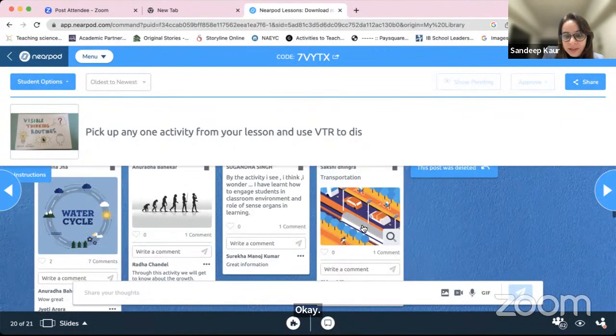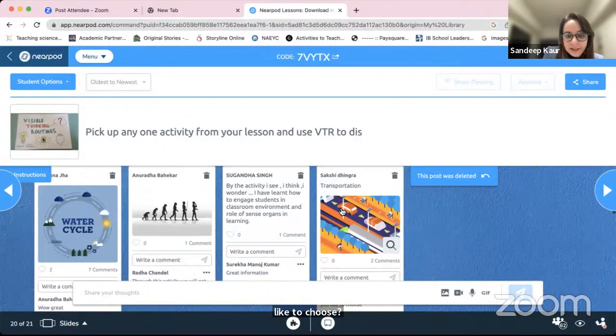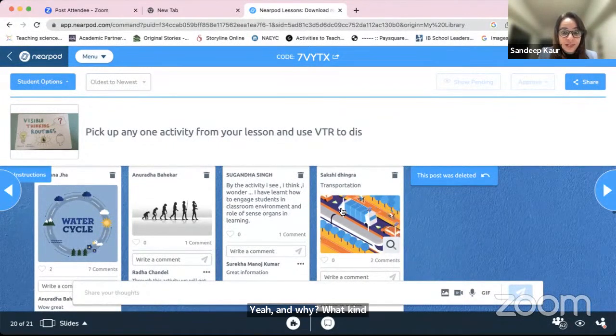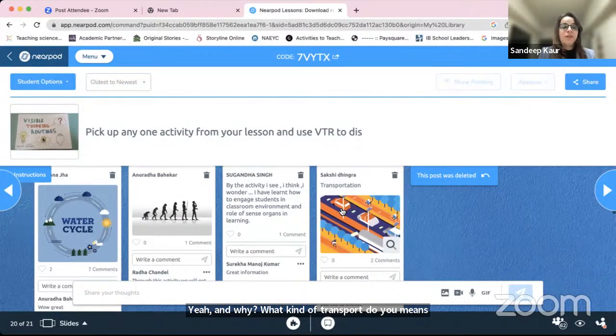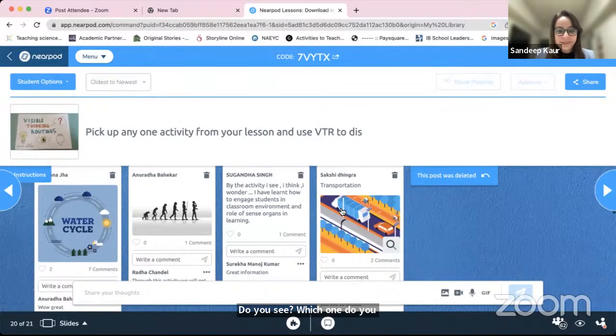Okay, which interesting. What means of transport would you like to choose? Yeah, and why? What kind of means of transport do you see? Which one do you think you will use? And why would you use it? Wonderful.